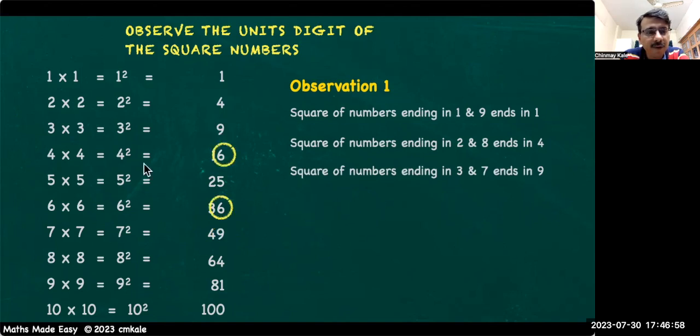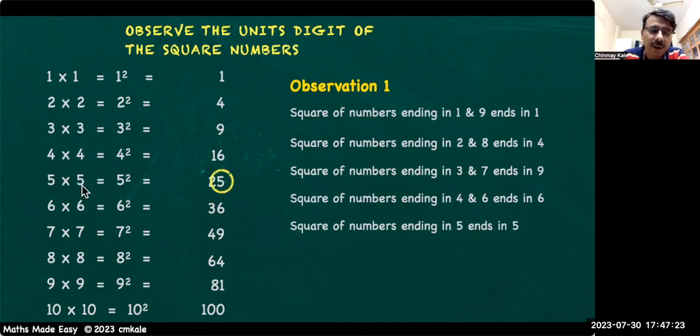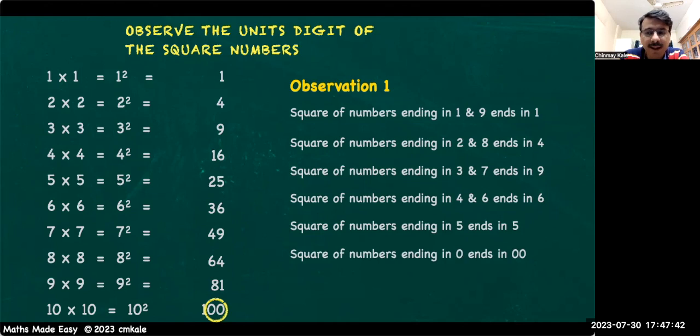Similarly, we have 4 square, which is 16, and 6 square, which is 36, which means squares of numbers ending in either 4 or 6 must end in 6. The original number must also end in 5 for the square to be ending in 5. And finally, the squares of numbers which end in 0 must have 2 zeros at the end.